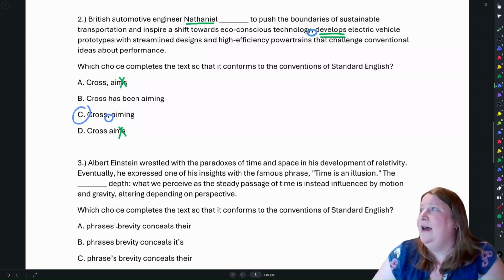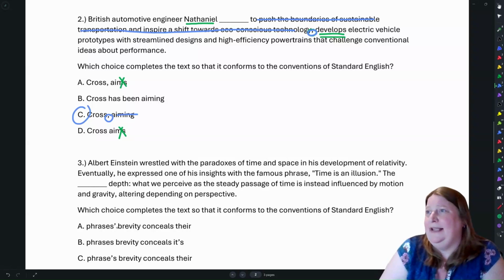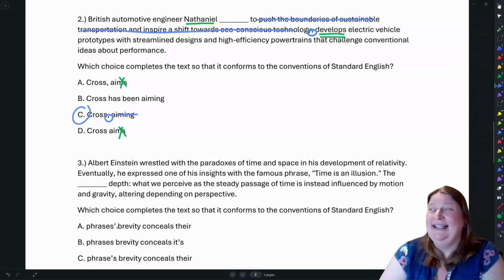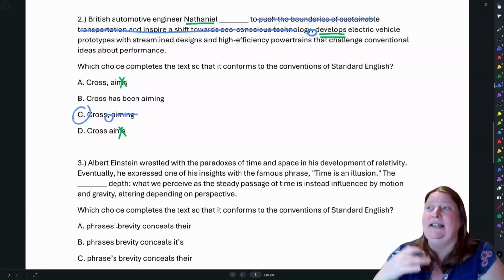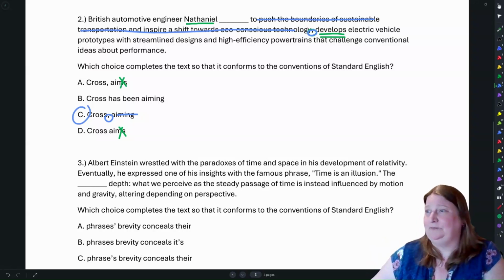You could cross off all of these words between the two commas, starting with aiming there, and the sentence should still sound just fine. Nathaniel Cross develops electric vehicle prototypes with streamlined designs. Yeah, I never missed the words in between the commas. You can tell those commas are in the right place because of that test.